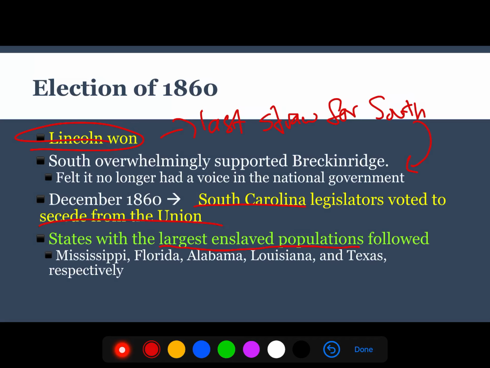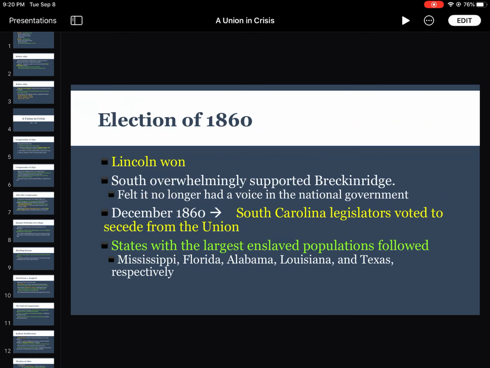You get the states with the largest enslaved populations will follow them. So by the time you get to January, February of 1861, all of these states are gone. So South Carolina, Mississippi, Florida, Alabama, Louisiana, and Texas are all gone by the beginning of 1861. And so Lincoln, who isn't even inaugurated yet, he won't get inaugurated until March of 1861. He's powerless to stop any of it. And Buchanan, who is the current president, is just sitting on his hands.